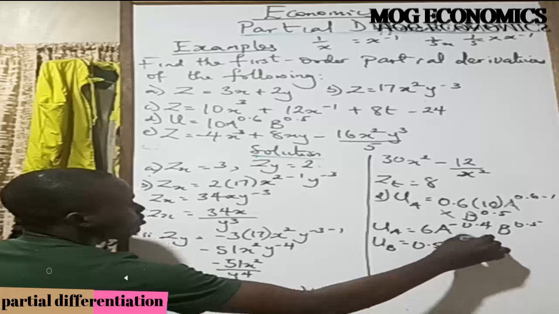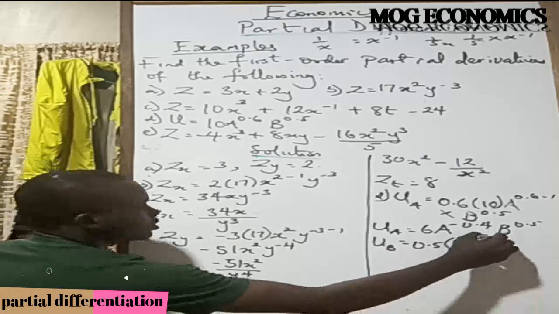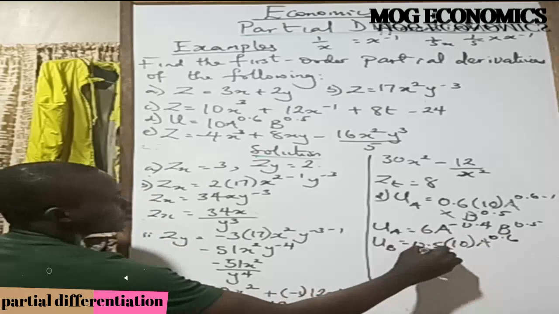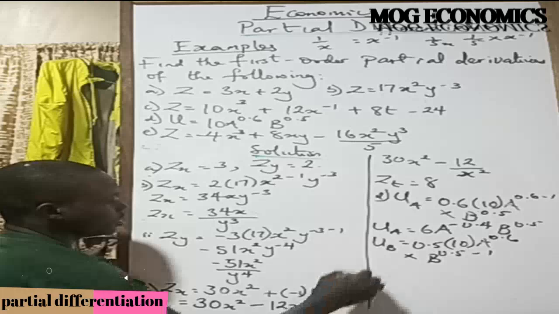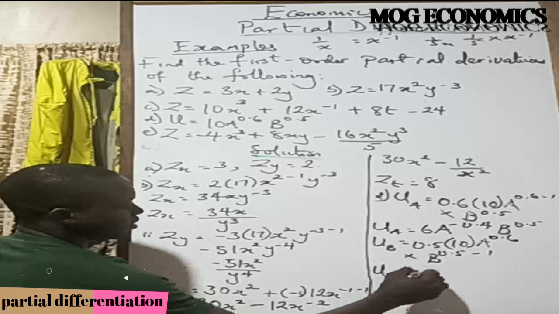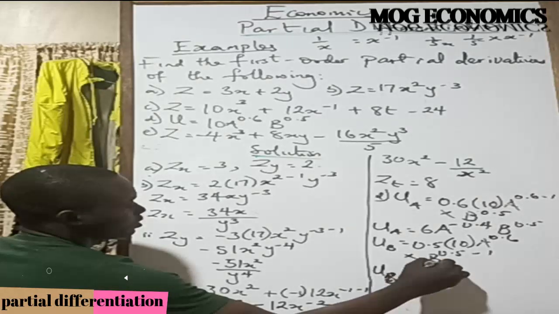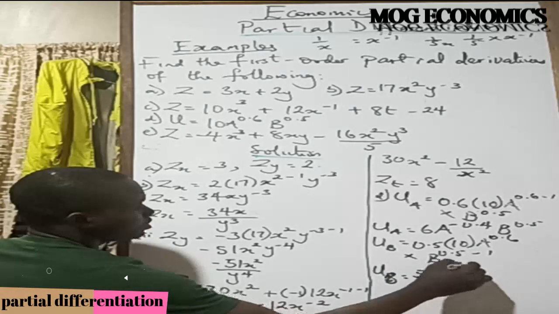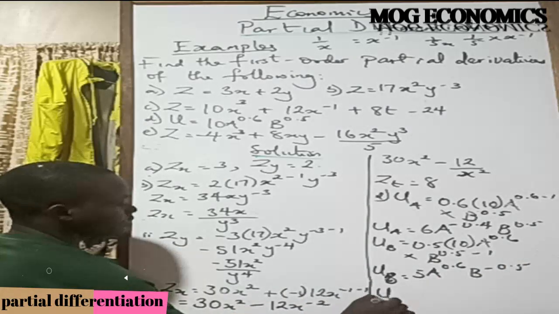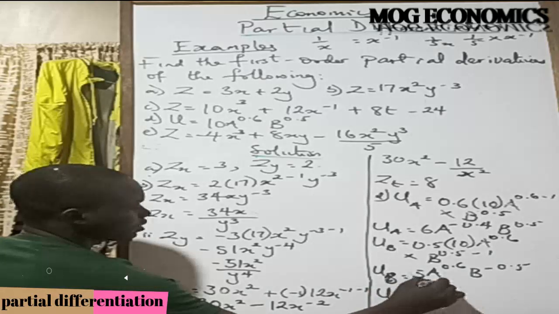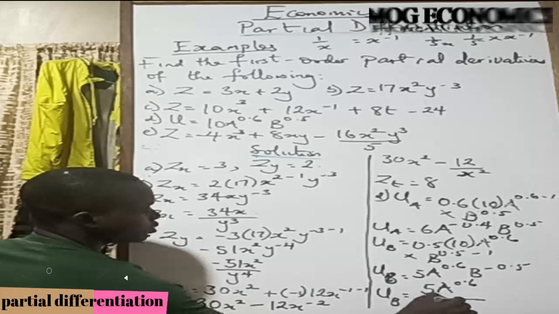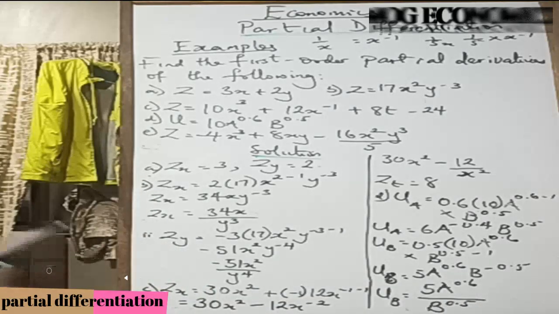You leave A alone. Because you're not touching it, A is 0.6. Then multiplied by B. The power on B was 0.5, so minus 1. So UB equals 0.5 times 10 is 5, A 0.6, then B minus 0.5. So UB can be rewritten as 5A raised to 0.6 divided by B raised to 0.5. Okay, so that's about that.